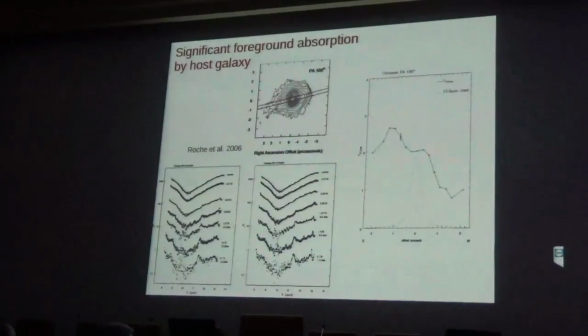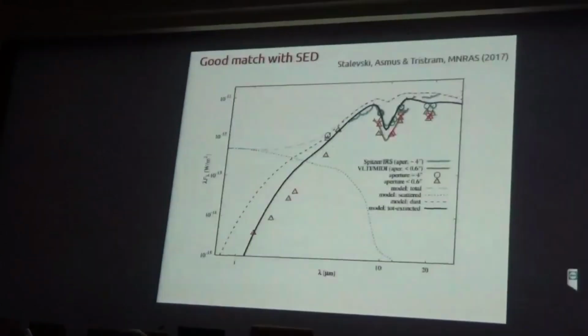And I don't think I have the time, but I'll just mention that we know from earlier observations by Roche et al. that there is a significant foreground absorption by the dust in the host galaxy, and based on the depth of this silicate feature we can get an estimate of how much absorption is happening in the foreground. So we took that into account, and to our models we applied the corresponding extinction maps, and this solid black line is the final model, with the extinction included, and you can see that we have a very good match with the entire SED.